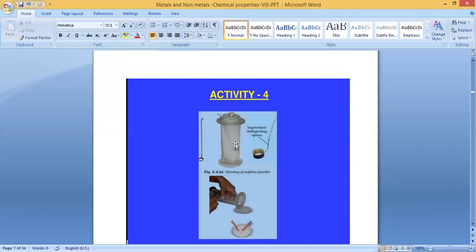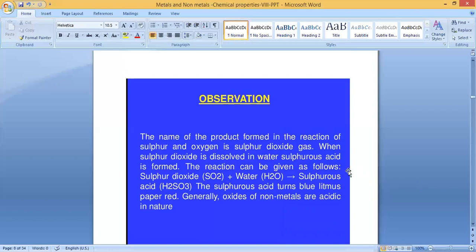Then you take one glass jar. First, you have to heat this sulfur powder. It will start, smoke will come, gas will come. Immediately you have to bring it inside this glass jar and cover with the lid, because the gas should not escape. After some time, slowly you can remove this spoon, add a little water, and shake well. Okay, clear. Then after this, what is the observation?